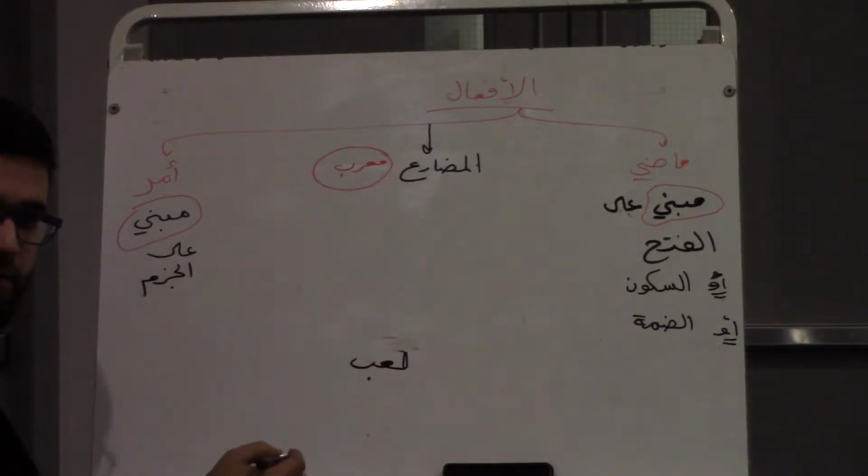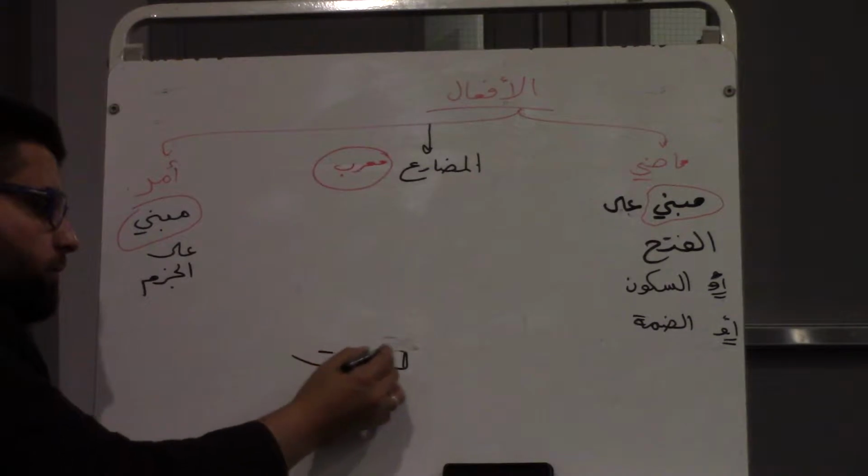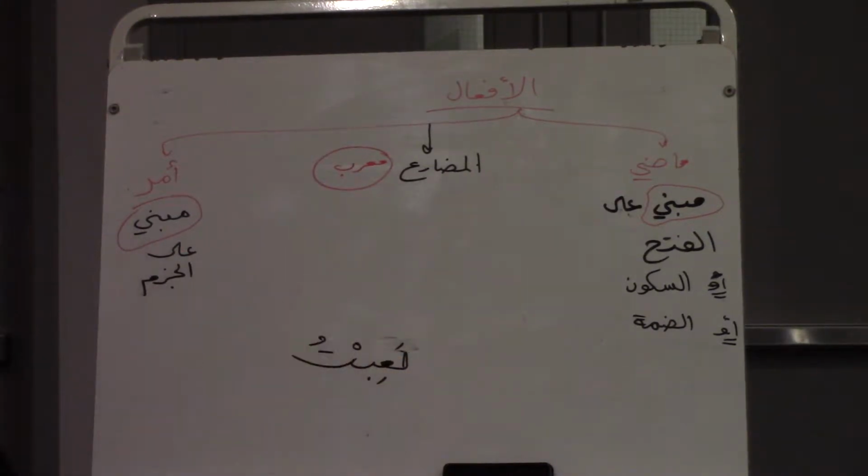لعب is مبني على الفتح. لعبت مبني على السكون. No, because you attach something to the end of the thing, and you force the ba to have a sukoon. Or you said la'ibu, right? And now you force the ba to have a dhamma. So it's mabni on whatever is at the end of it. But on the fatih is what is default.